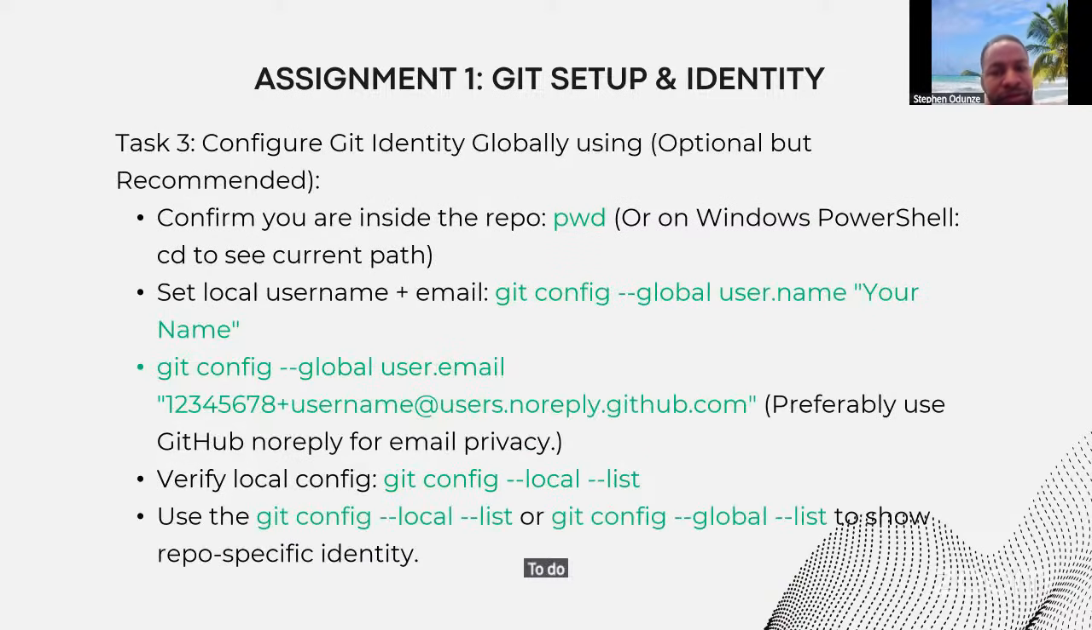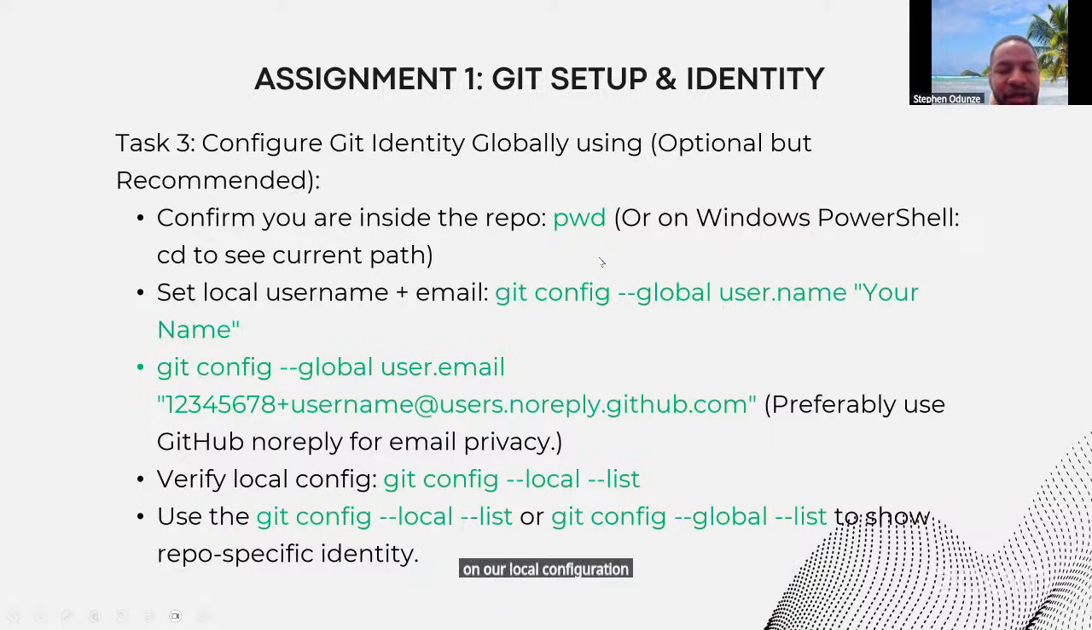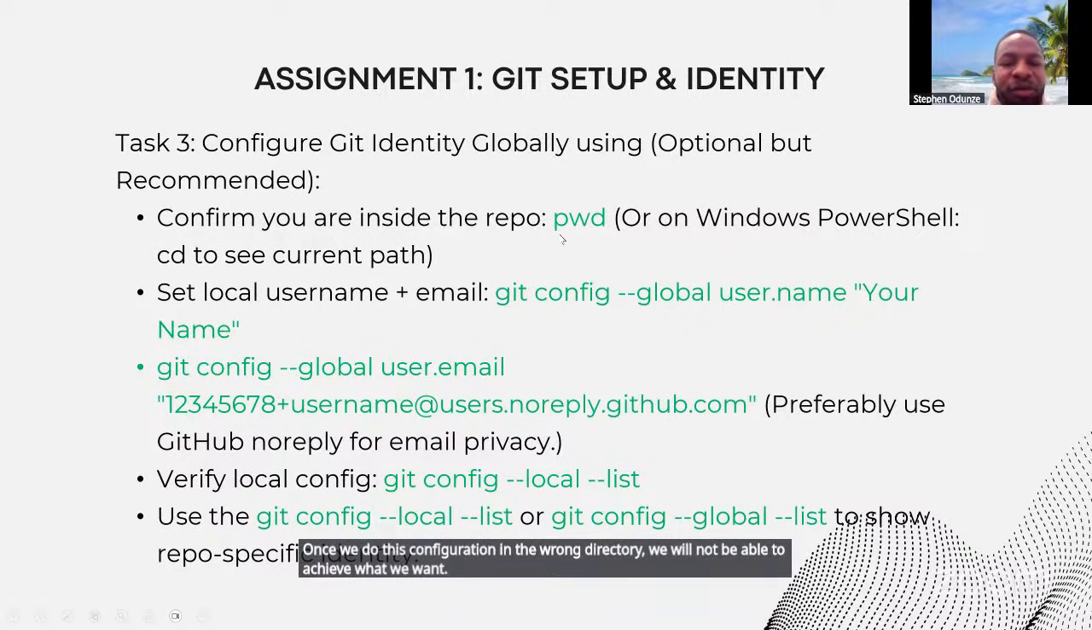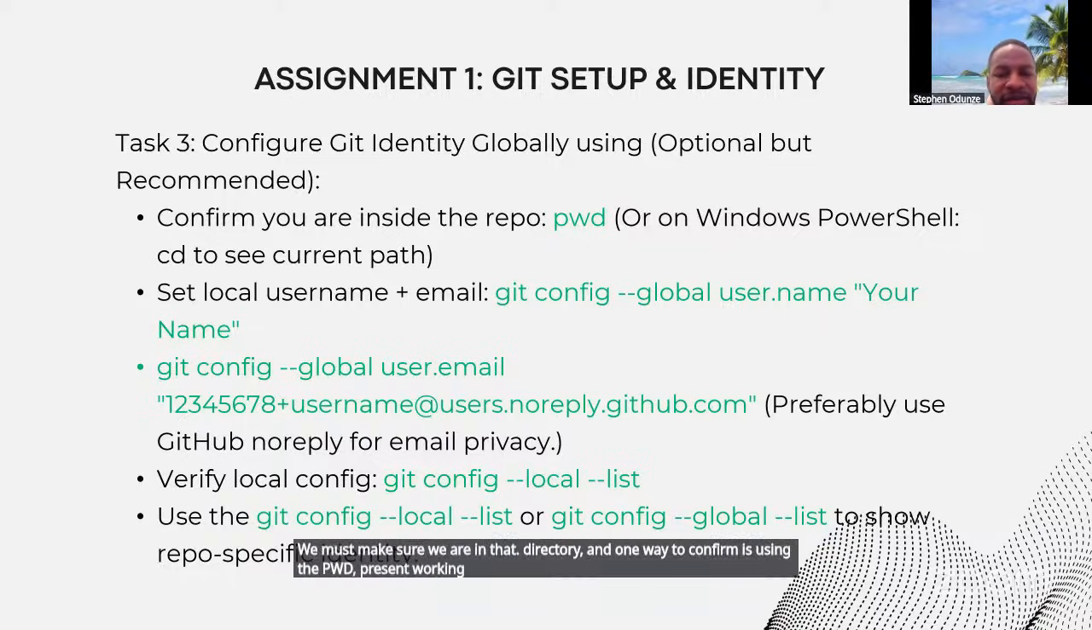To do the global identity configuration, we're going to do the same thing we did on our local configuration. Lest I forget, I did not emphasize that we must make sure we are in the right directory. Once we do this configuration in the wrong directory, we will not be able to achieve what we want. So anytime we are doing a configuration concerning a particular repo, we must make sure we are in that directory. And one way to confirm is using the pwd, present working directory command.